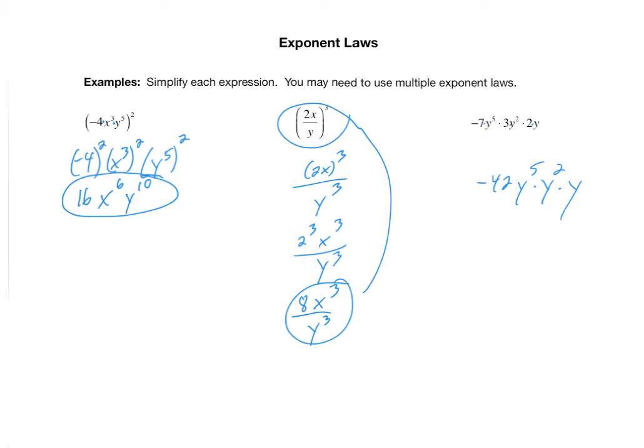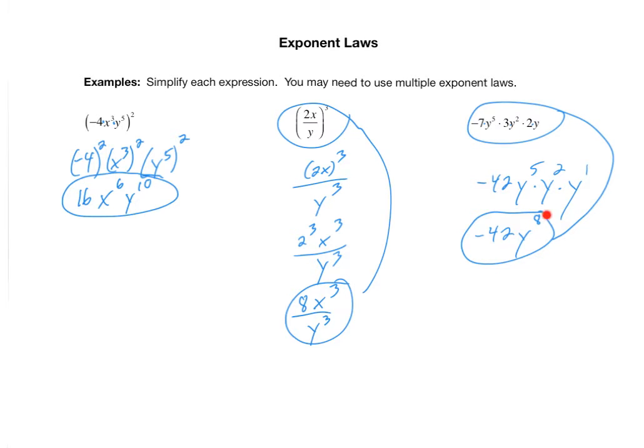Well, of course, we can simplify this. First of all, what's the exponent here on y? Well, if it's not written, that's simply a 1. We saw in one of our previous exponent laws, when you multiply exponential forms with the same base, you add the exponents. So we've got -42 times y to the 5 plus 2 plus 1 gives us y to the 8th power. This expression is equivalent to the original one, and it's much simpler than it originally was.